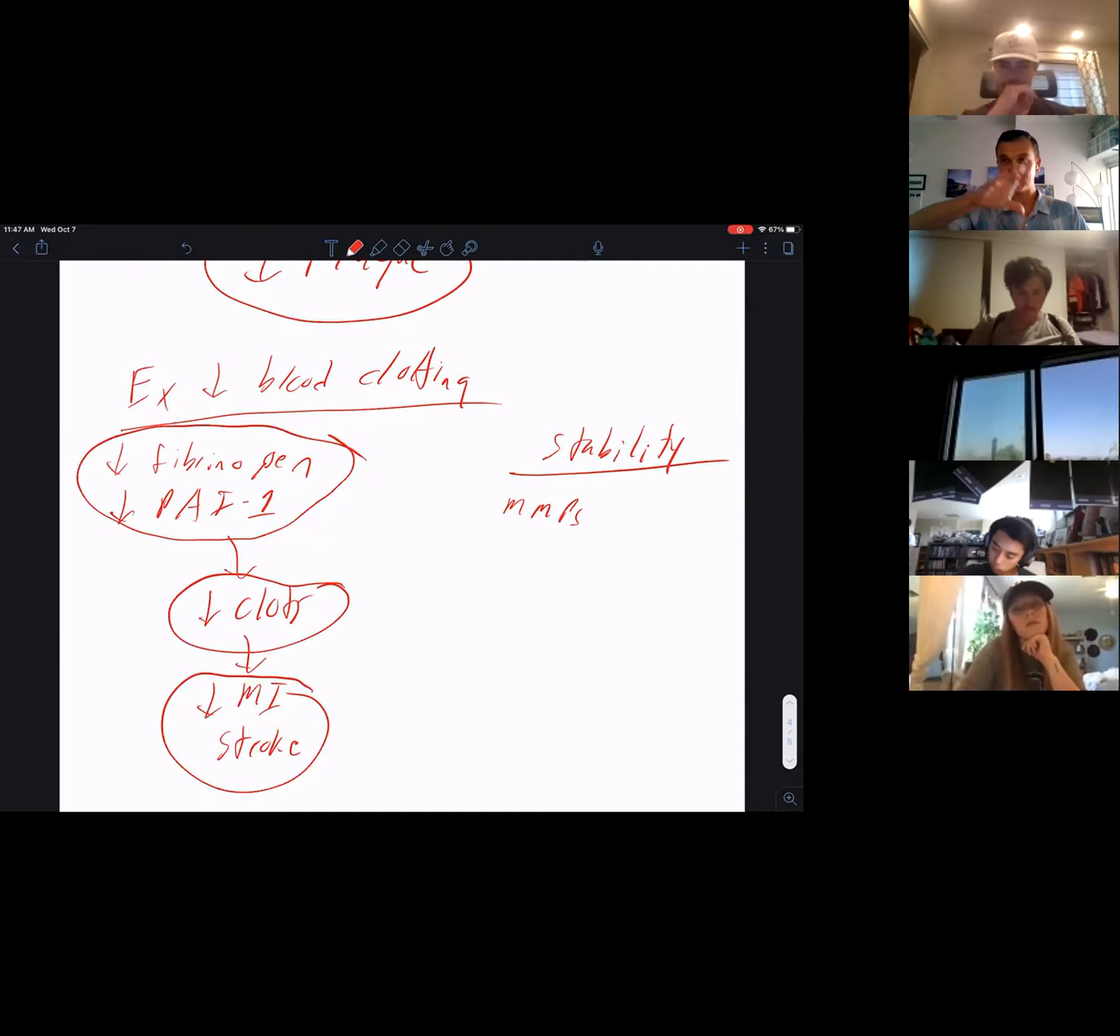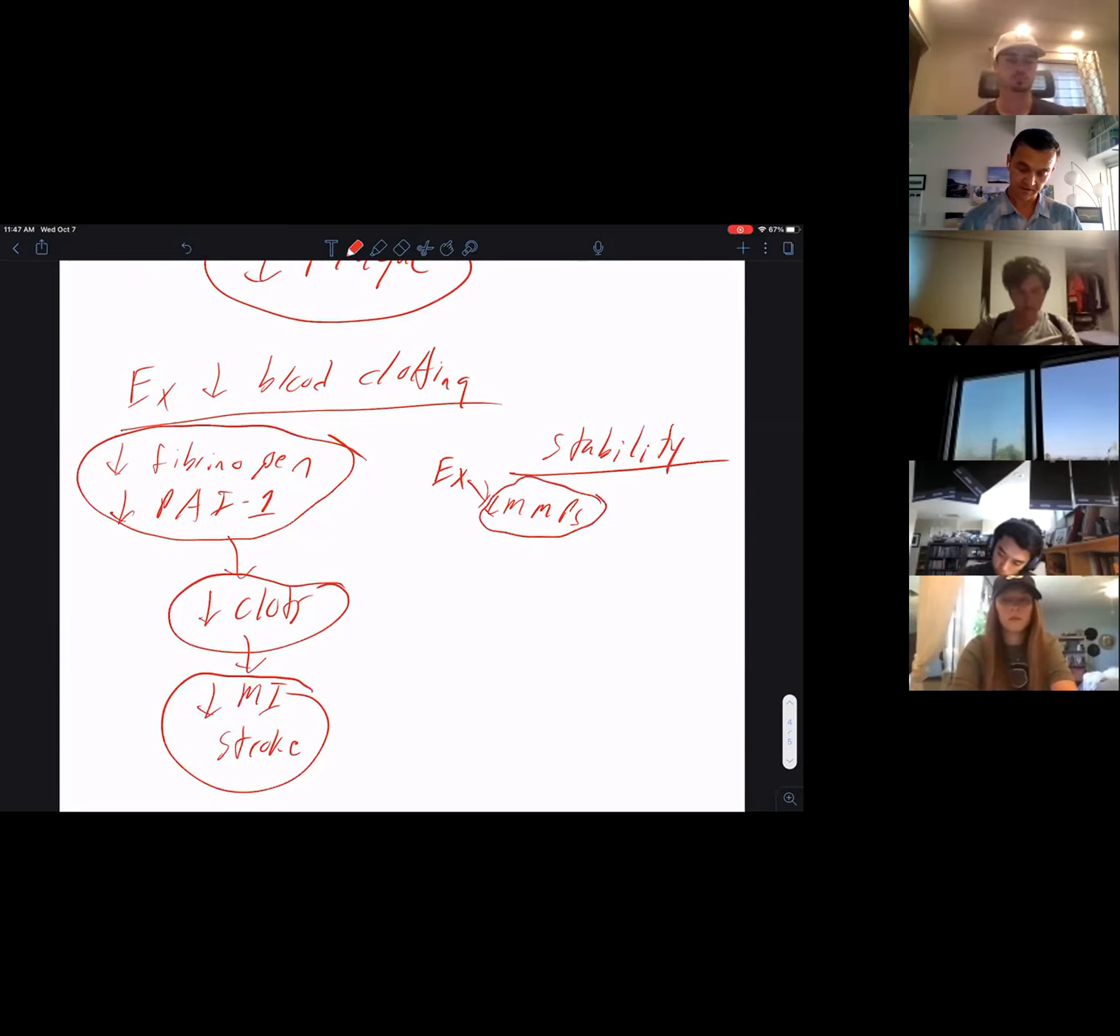But when we have a big plaque in our artery, we don't necessarily want that to get broken up in certain places, because if it gets broken up in certain places, then it becomes kind of this unstable monolith in our artery, and it makes it more likely to rupture, right? So exercise causes a decrease in MMPs.